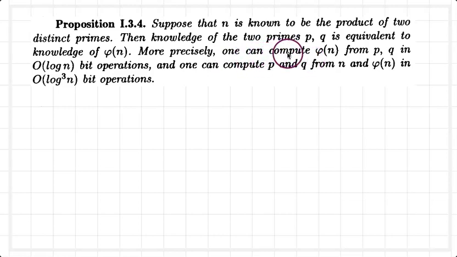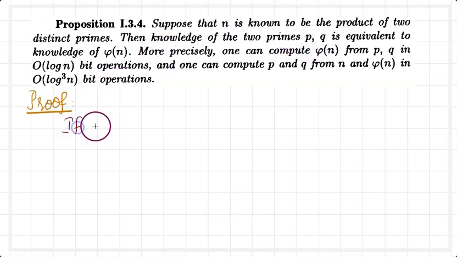It states that one can compute phi of n from p and q in big O of log n bit operations, and p and q can be computed from n and phi of n in big O of log cube of n bit operations. Now let us prove the first claim.